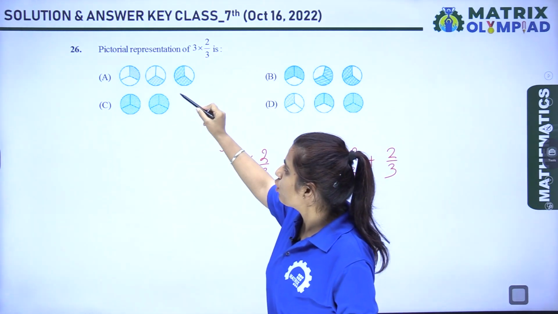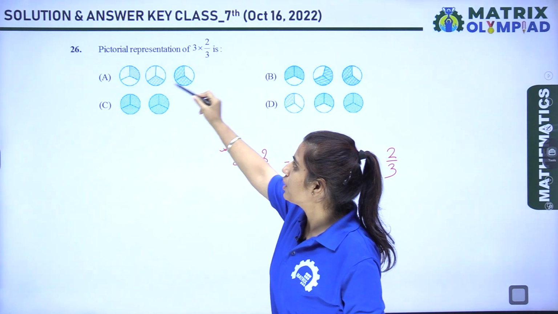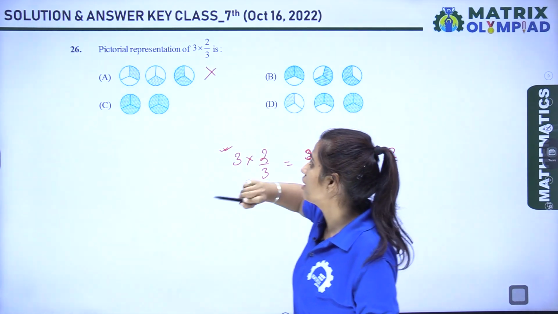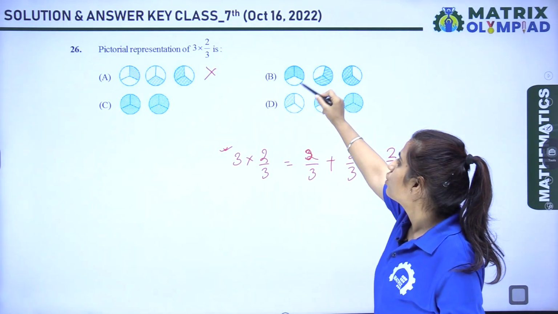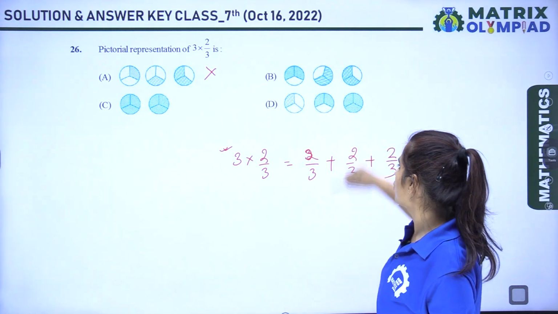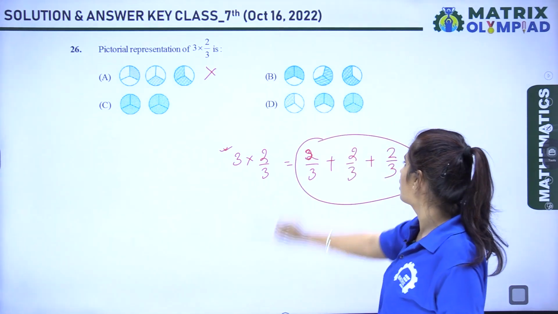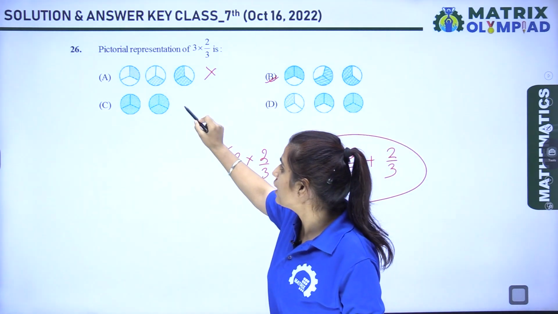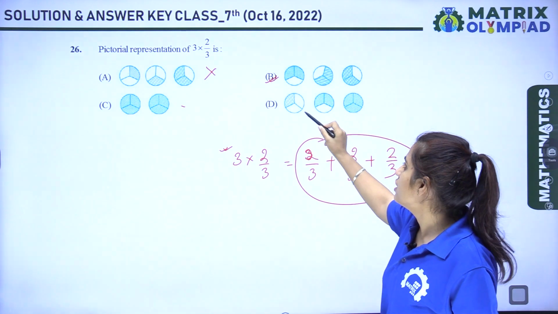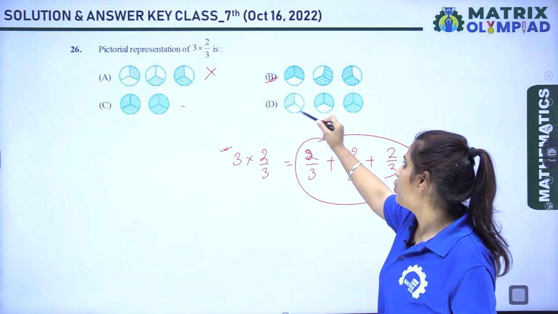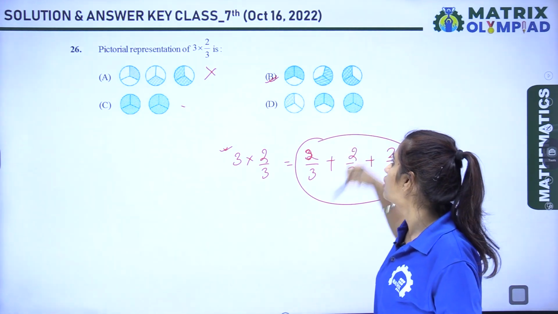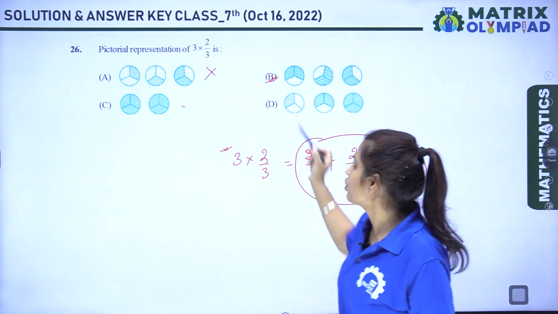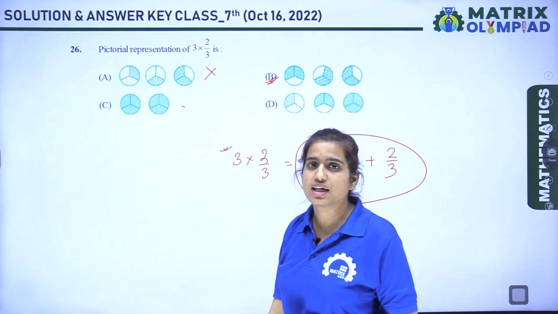So in the first option there is 1 by 3, 1 by 3, 1 by 3. So this option is incorrect. Option B is 2 by 3, 2 by 3, 2 by 3. So this satisfies. Option B is the correct answer, as C has only 2 parts and D is 1 upon 3, 2 upon 3 and 3 upon 3. So option B is the correct answer.